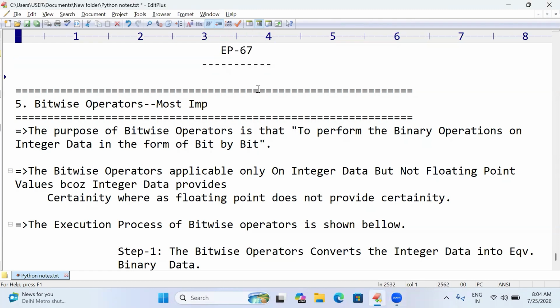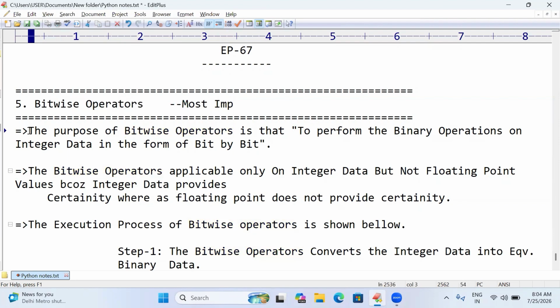In today's episode, we are going to discuss bitwise operators, unary operators, and expressions. In the previous episode, we completed logical operators, arithmetic operators, and relational operators. From this episode, we are going to discuss bitwise operators. This bitwise operator is going to be most important in Python programming. Not only in Python, in any programming language you consider, the bitwise operator is going to be most important.